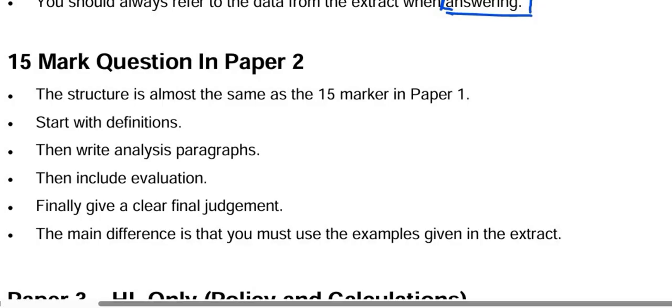Now the 15 marks question in paper 2. The structure is almost the same as the 15 marks question in paper 1: definition, analysis and evaluation, and a final clear judgment. We explained this in the paper 1 part, so the 15 marks question of paper 2 is the same as paper 1.